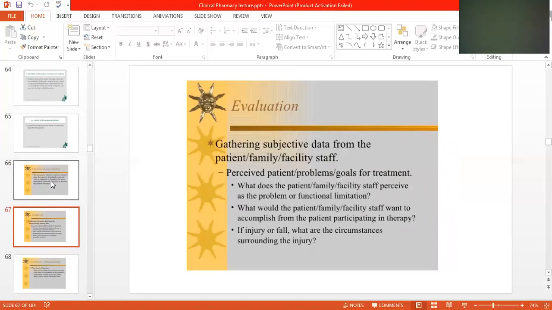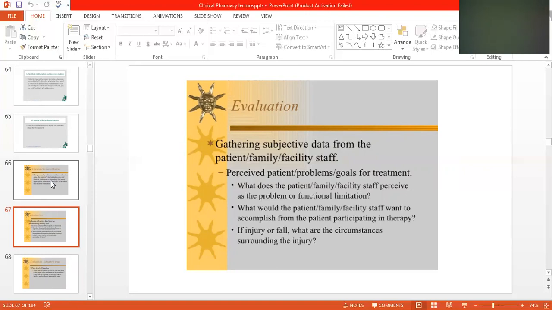Evaluation: gathering subjective data from the patient, family, and facility staff. Please get the information about the patient from the patient, from the family, and from your own staff who are taking care of the patient. Perceive patient and problem goals for treatment. What does the patient, family, or facility staff perceive as the problem or functional limitation? It means you have to draw out the patient's own words about how they feel about this problem, and what the functional limitations are.